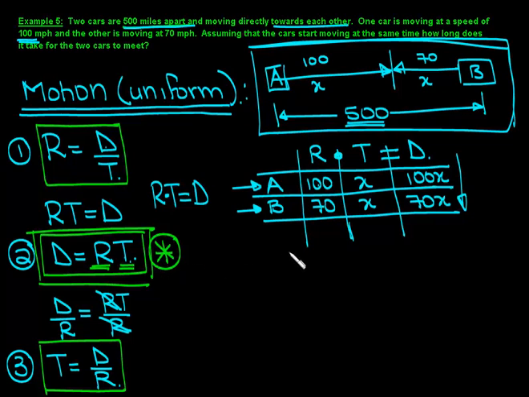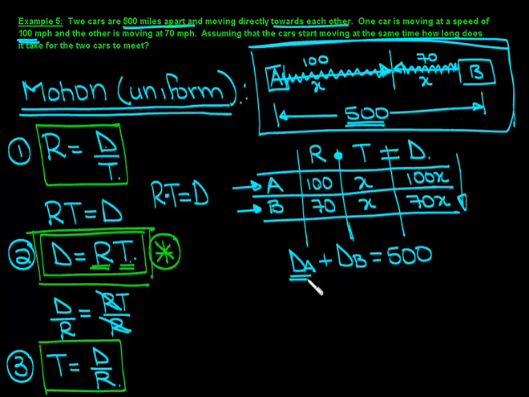Okay, they've told us that the distance that car A traveled plus the distance that car B traveled should equal to what? 500 miles, shouldn't it? We can see that from the picture. This is the distance car A traveled. This is the distance car B traveled. Together, since they were 500 miles apart when they met, they would have traveled a total of 500 miles.